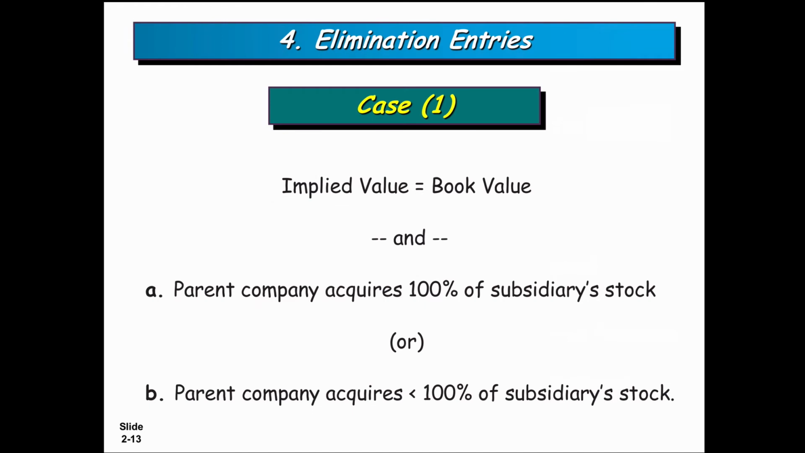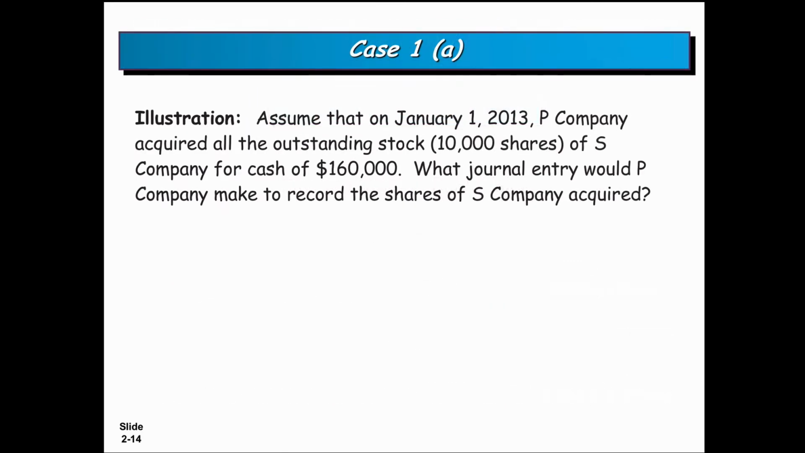In case 1, we said the implied value might be equal to the book value, and the parent might acquire 100% of the subsidiary, which means there is no NCI, or the parent might acquire less than 100%, and here we have NCI by the difference. Let us take a simple illustration.